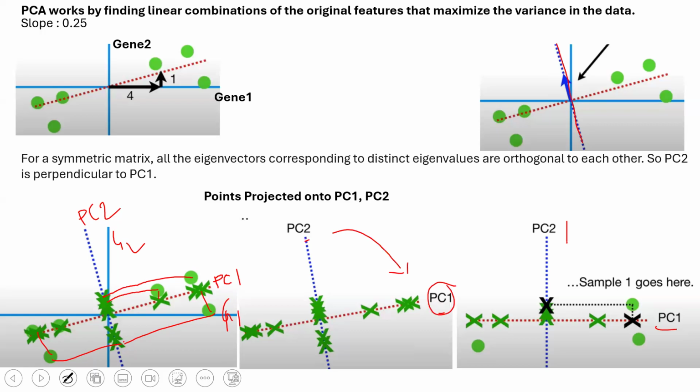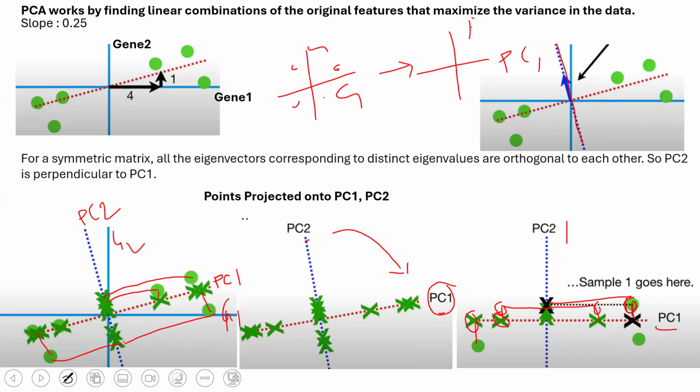Now I'll bring back the original points. Earlier we projected, right? Now from the projections, I'll bring the points back. So this is the projection, and I'll bring back the point. Let's suppose this is another point. Something of that sort, this point is there. From the projections, I'll bring the points back again. Now from Gene1, Gene2 and the points, we have gone to PC1 and PC2, and we were also able to get the points back again.